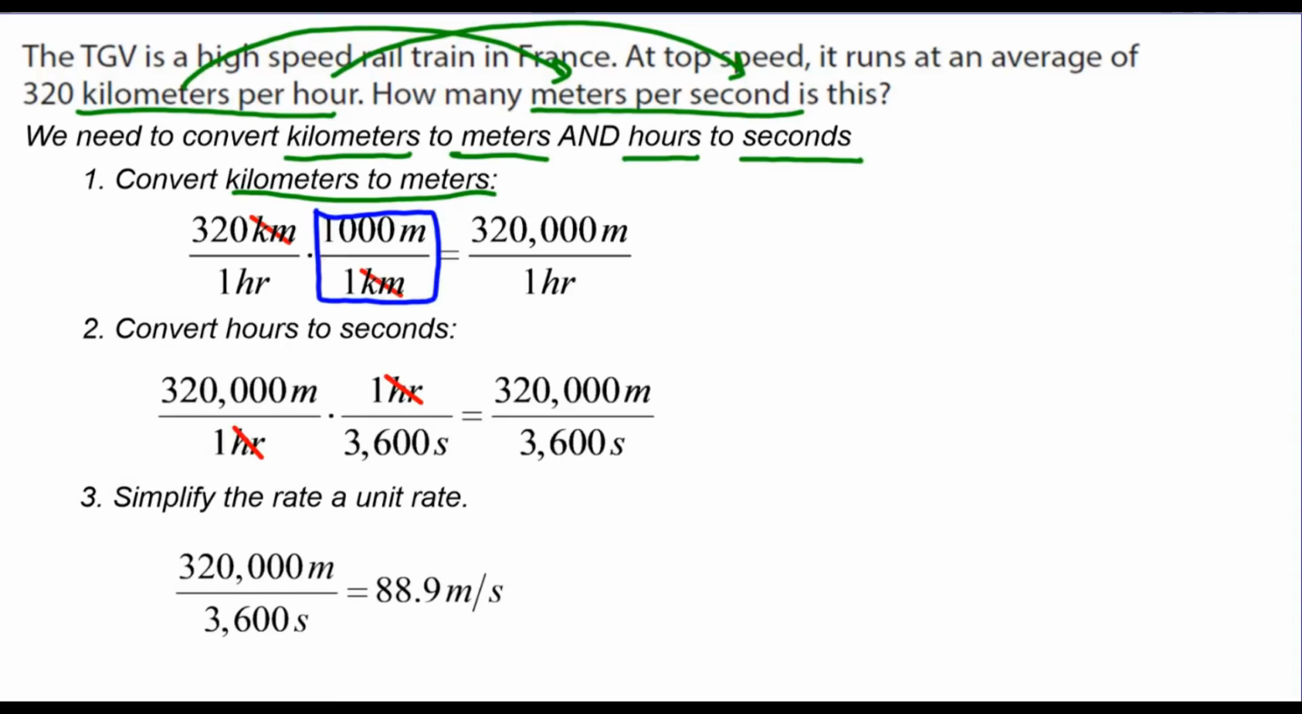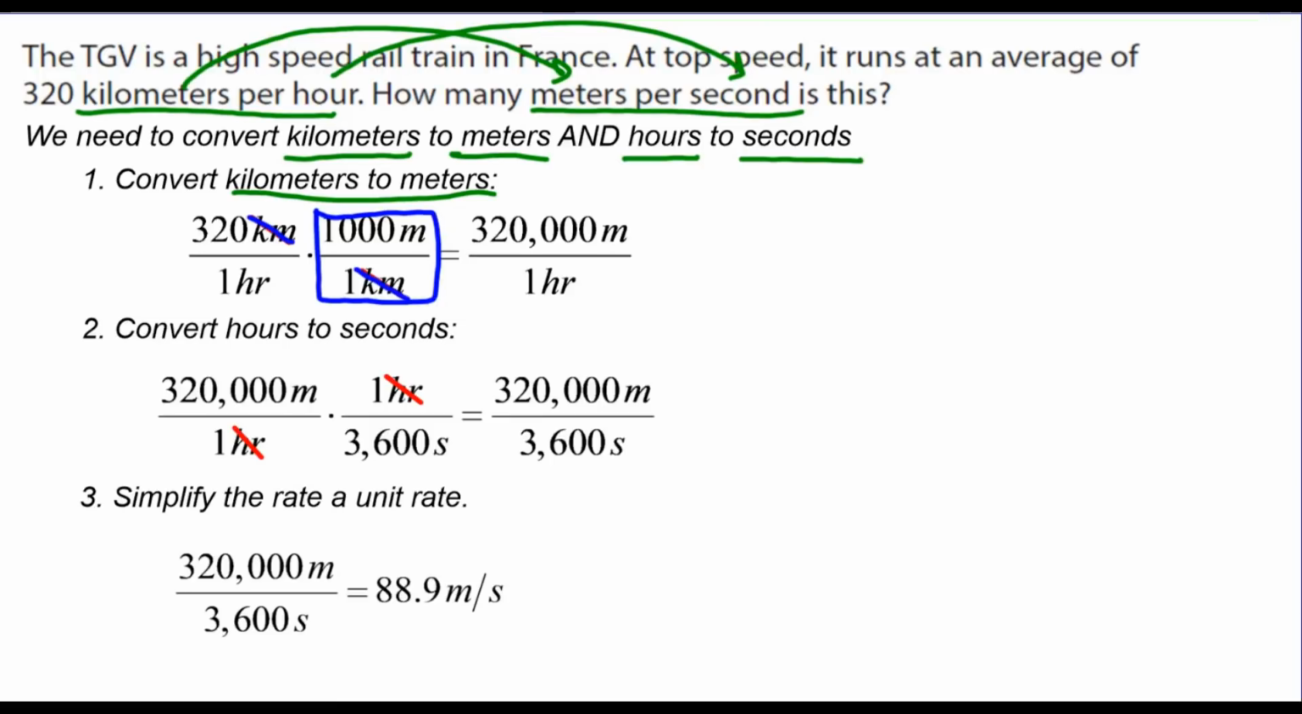But what is going to happen is my kilometers are going to cancel each other out because I put kilometers on the bottom. So now my kilometers have canceled out and all I'm left with is meters in the top and hours in the bottom. So when I multiply across, I get 320,000 meters every hour. So now I have meters per hour. I don't want meters per hour, I want meters per second.